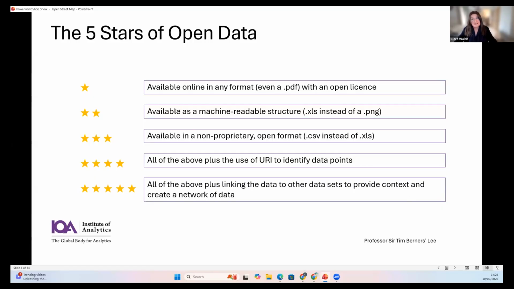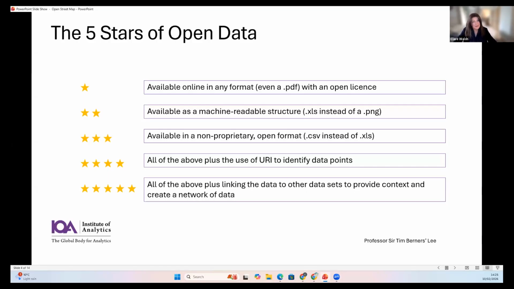If it's machine readable, that's a big improvement. So this might be an Excel file that you share online. If you can make it non-proprietary, even better, because if we're sharing it as an Excel document, you've got to pay to use Excel.